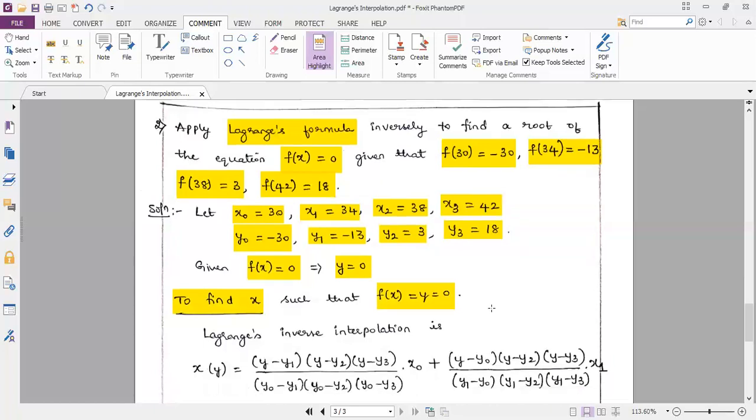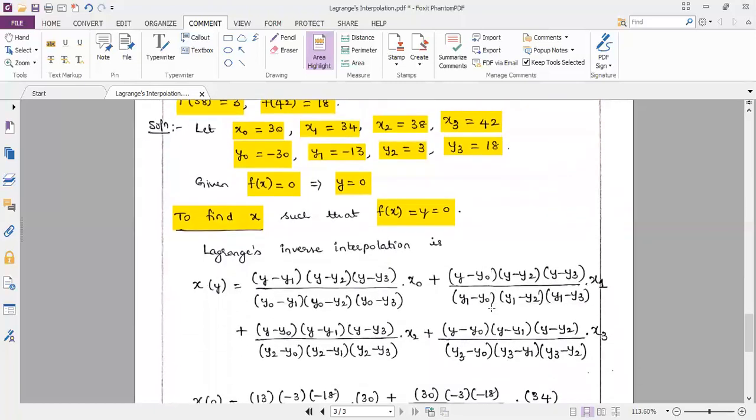So first we'll write down the Lagrange inverse interpolation formula, which is given by x of y is equal to y minus y1 into y minus y2 into y minus y3. y0 was skipped in the numerator, so each of the denominator terms should be subtracted from y0. So y0 minus y1, y0 minus y2, y0 minus y3, the whole thing into x0, plus y minus y0, y minus y2, y minus y3. y1 is skipped in the numerator, so each of the denominator terms should be subtracted from y1. So y1 minus y0, y1 minus y2, y1 minus y3, the whole thing into x1.